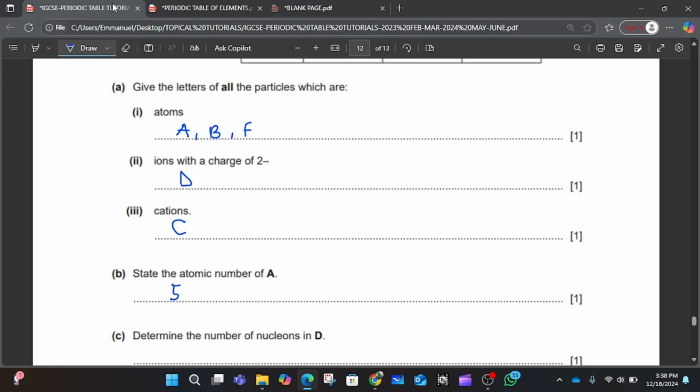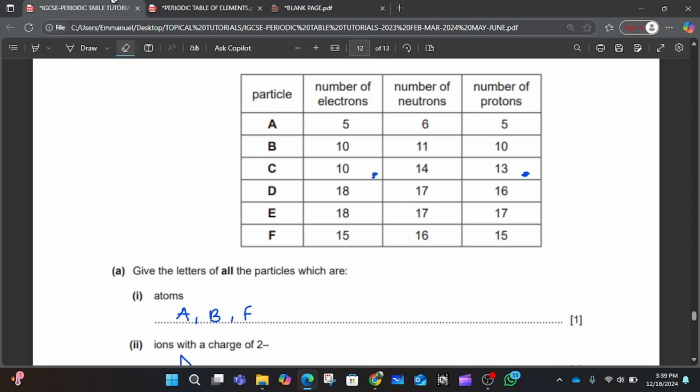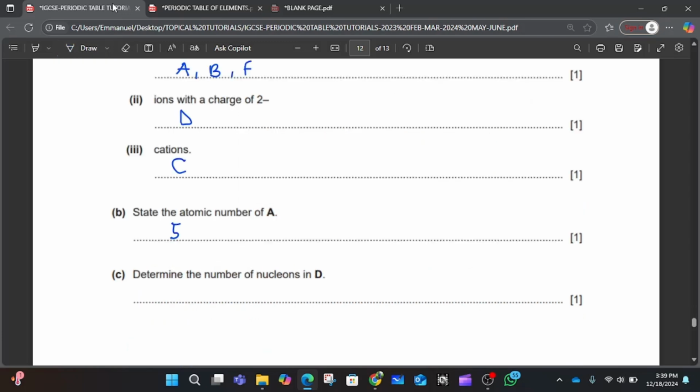C, determine the number of nucleons in D. The number of nucleons is the same as mass number. And to get the mass number, you add the number of protons to the number of neutrons. So for D, when we add 17 to 16, we get 33.